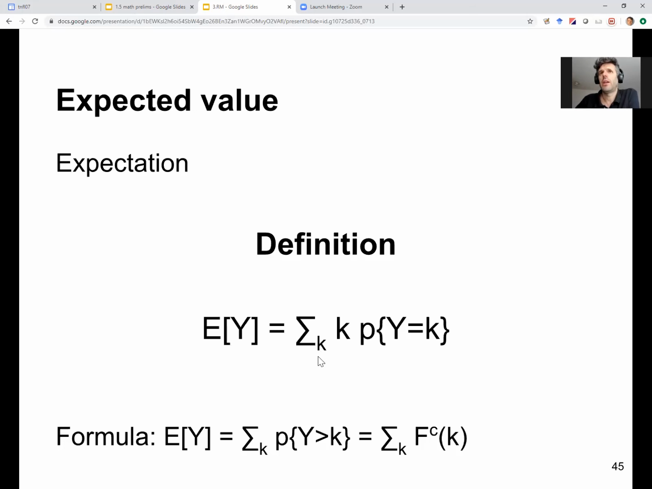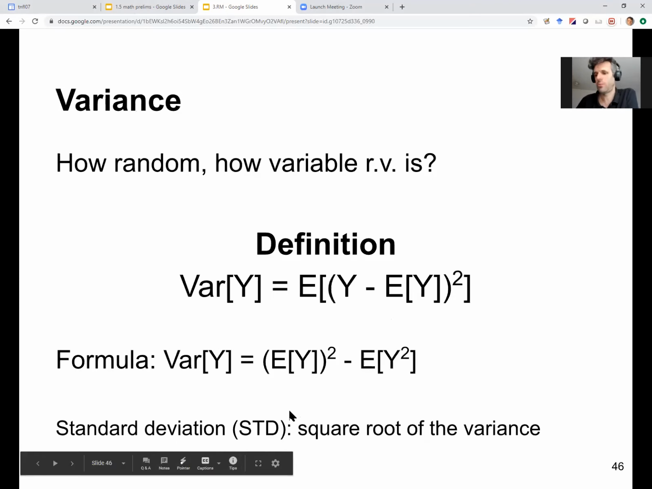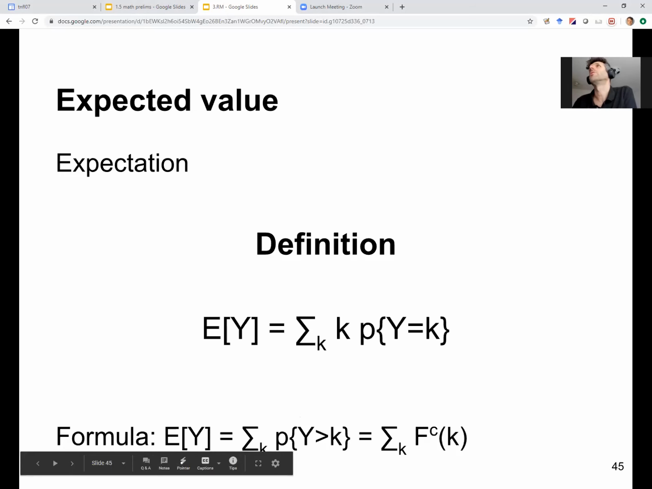Hopefully you have seen that. The expectation can be calculated by a formula. Here is a formula. Sorry, I meant to do annotations. Anyway, down here there is a formula for the expectation, and here is the definition.